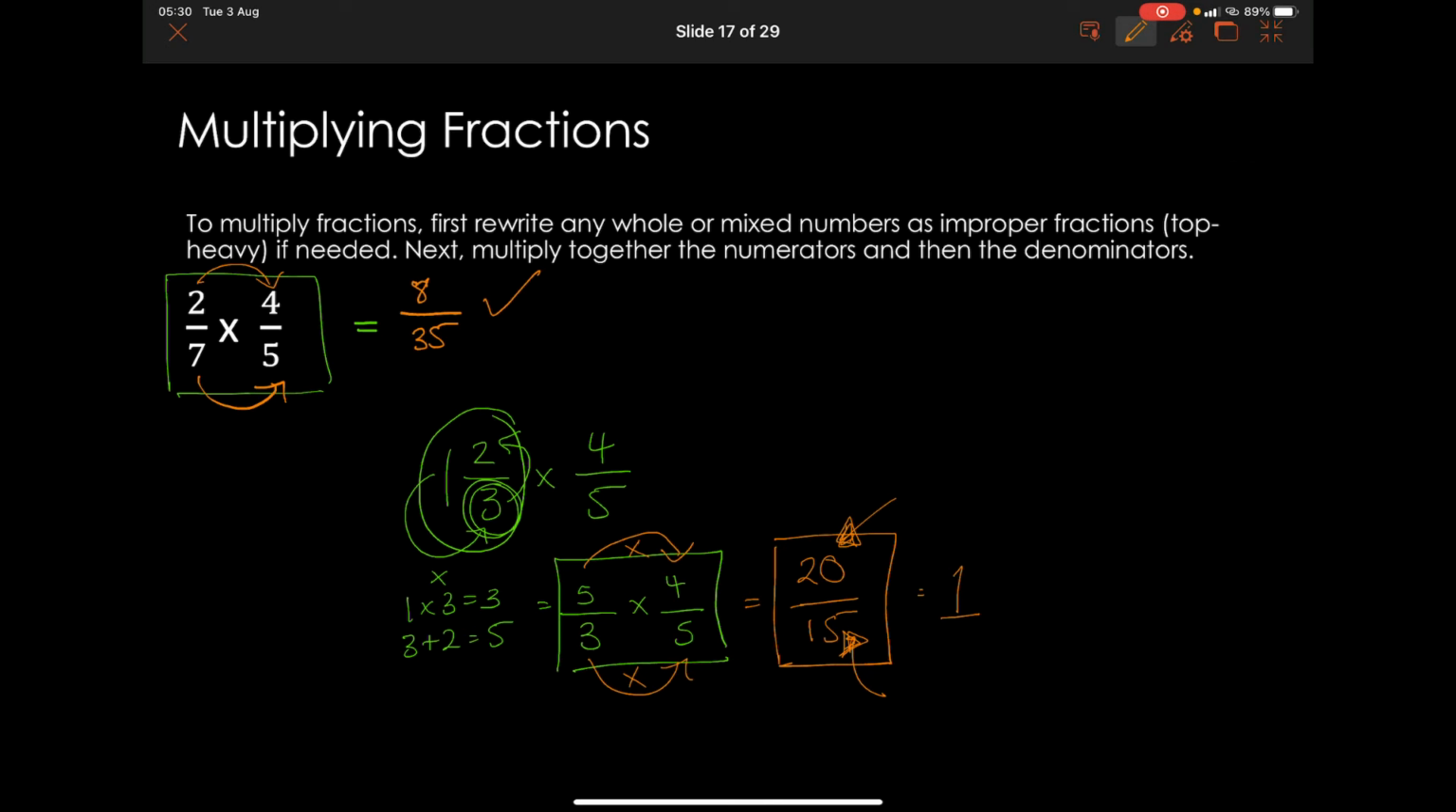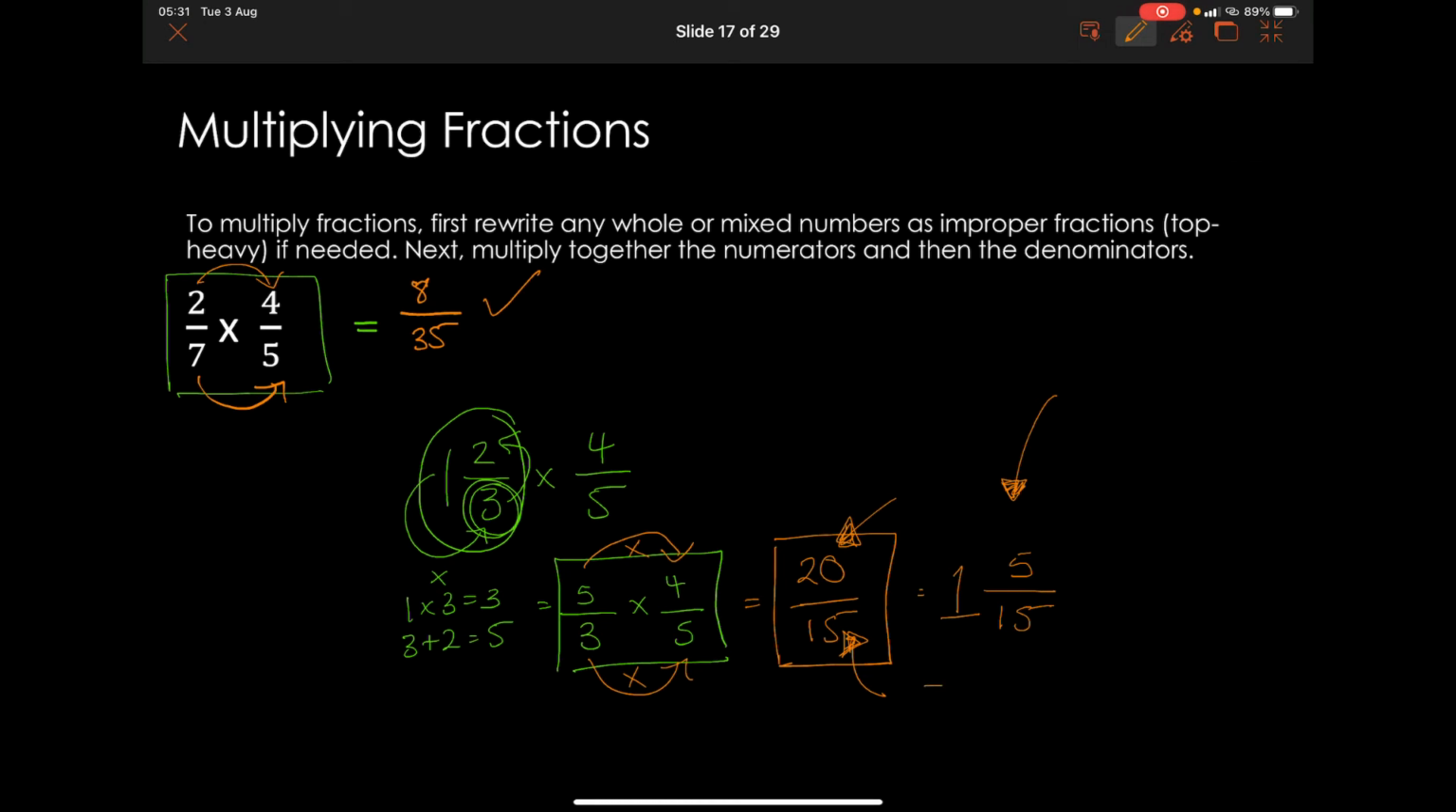How many are left? 5. From 15 up to 20, there's 5 left. So it's 5 remainder out of 15. 15 is on the bottom because 15 is on the bottom of the original fraction. If you can't remember how to do that, go back into the video and have another go at it.